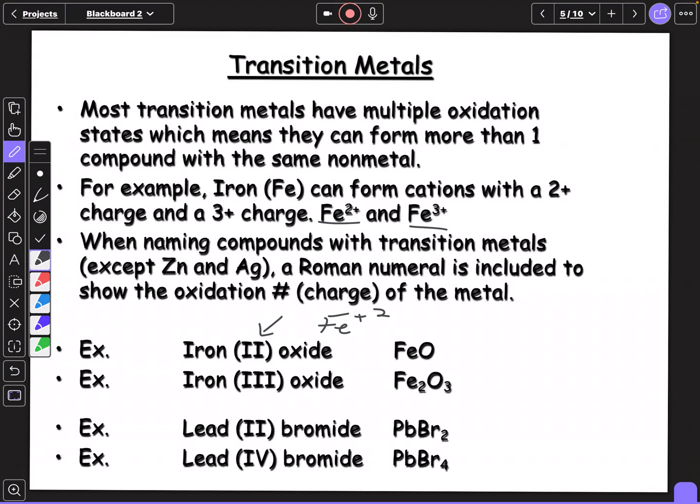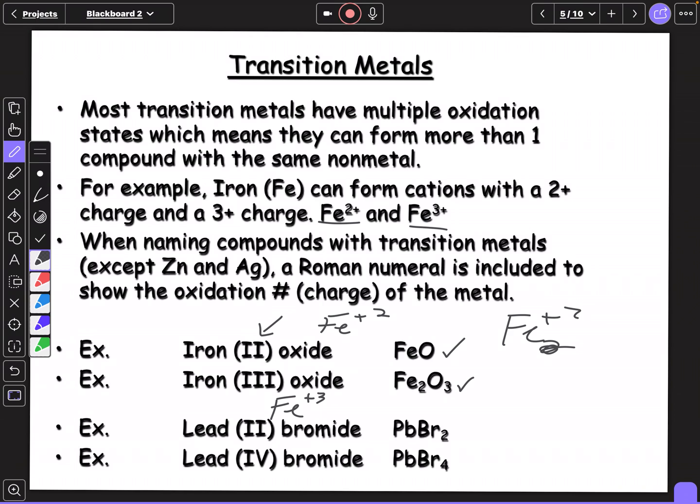Iron 3 oxide, the formula is Fe2O3. If you notice, these are 2 different compounds, different formulas, completely different compounds. In this case, iron was a +3. It gave up 3 electrons to the oxygen, and it took 2 atoms of iron and 3 atoms of oxygen to balance it out to have a neutral compound. So wherever you see that, remember, iron 2 oxide is not telling you this. It's telling you that it's a +2 in that case.